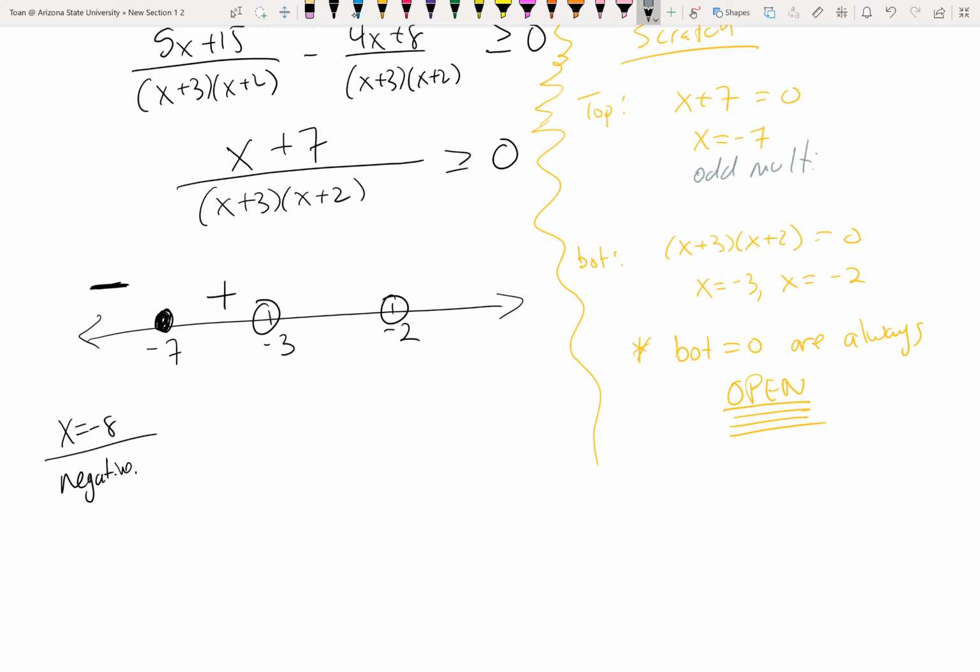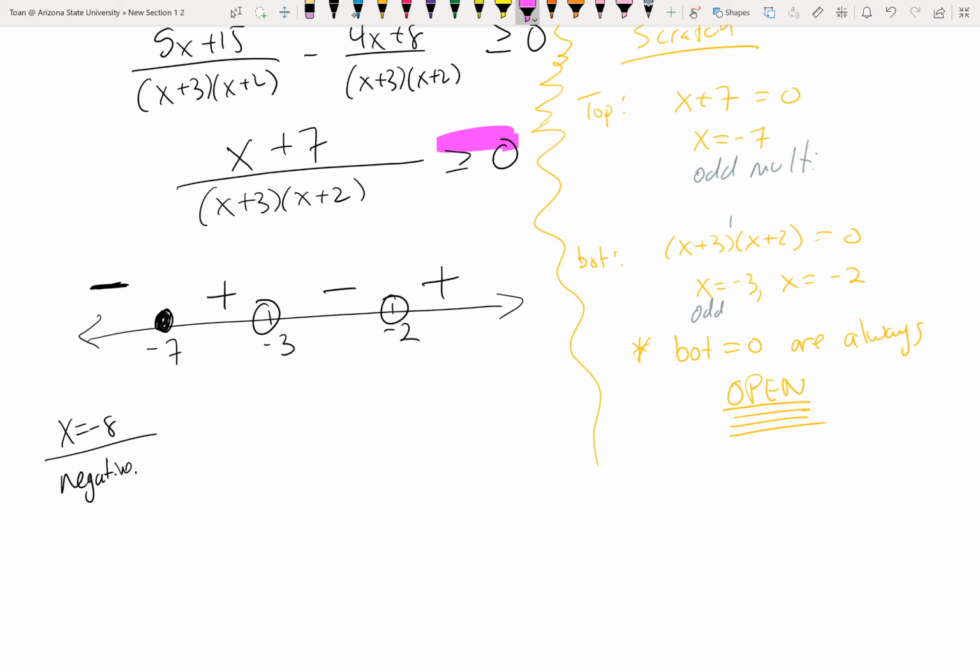Let's keep moving on to the next x-intercept. So it's negative 3. Where did the answer of negative 3 come from? It came from this portion of the problem here. Notice it has an exponent of 1, which is an odd multiplicity, which means to the left it will change. To the left is positive, it will change to the right negative. And then last but not least, going across negative 2, it has an odd multiplicity, so it will change.